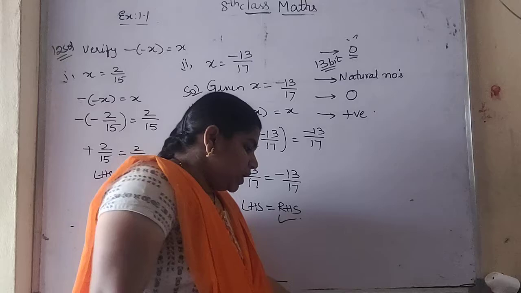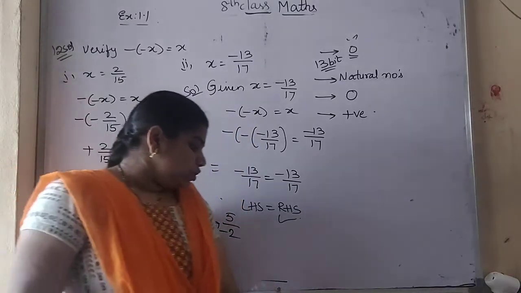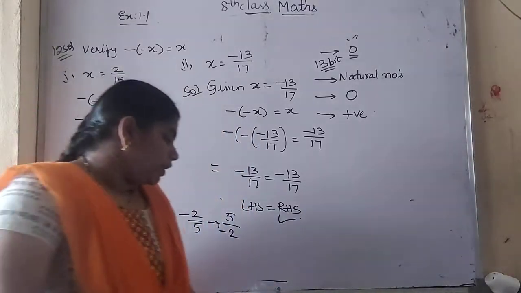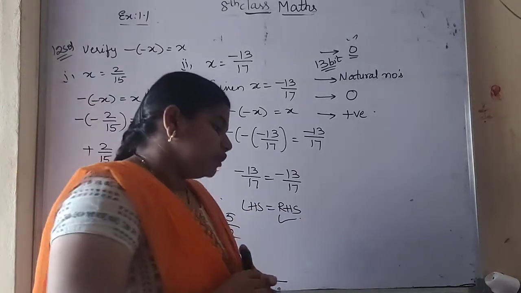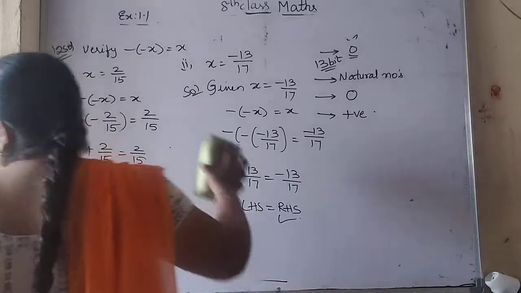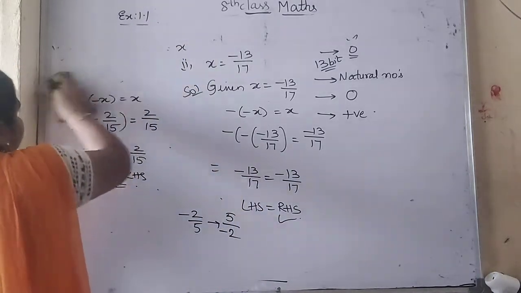Exercise 1.1. So next is representation of rational numbers on a number line. So already I told you how to represent the rational numbers on a number line. So once again I will tell you one example for that.